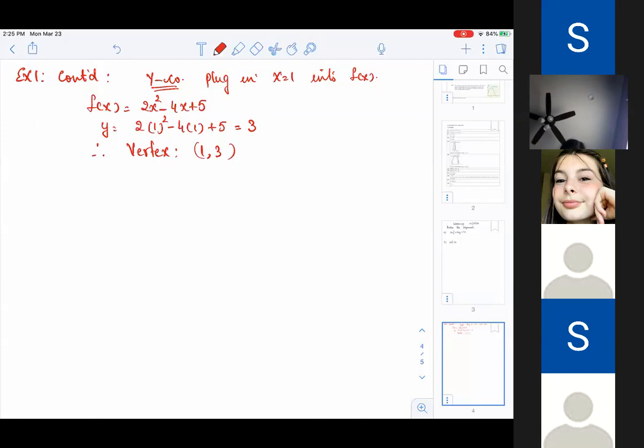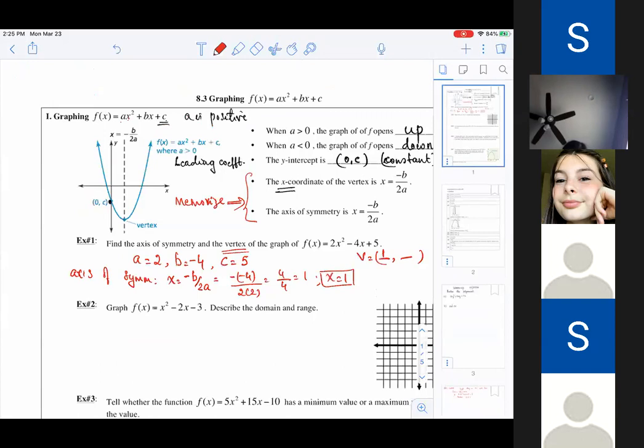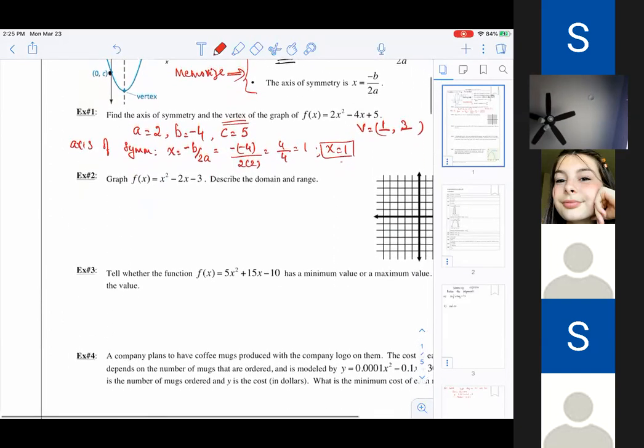Okay, we were asked to find the axis of symmetry, which is this, and then we were asked to find the vertex, which is this, 1, 3. Okay, now let's try example 2.